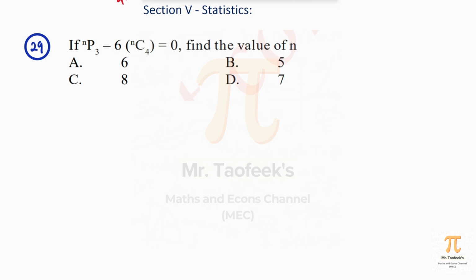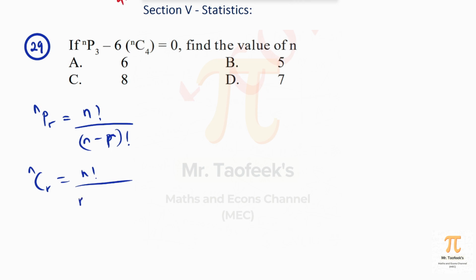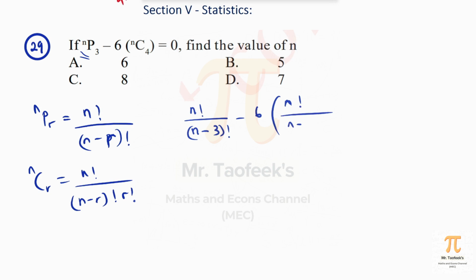All right, to find the value of n, we basically remember the formula. nPr is n factorial divided by (n minus r) factorial, and nCr is n factorial divided by (n minus r) factorial times r factorial. So let's apply that here. The first one is n factorial divided by (n minus 3) factorial, take away 6 times n factorial divided by (n minus 4) factorial times 4 factorial, which is equal to 0.